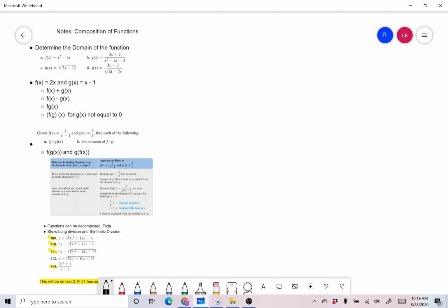f of x plus g of x. If f of x is 2x, so we're looking at these two values, 2x plus x minus 1. If we wanted to add those, that's 3x minus 1. Whoop-de-doo, no big deal. If we do f of x minus g of x, 2x minus (x minus 1). Notice that I put parentheses. You should do that too. This is 2x minus x plus 1, which is x plus 1.